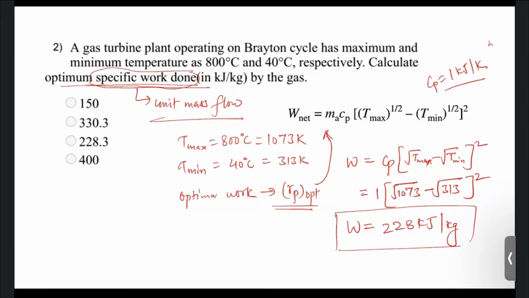So in the options we can check: 150 no, 330 no, 400 no, but 228.3 is the option. So it is the correct option. Okay, so this is the optimum specific work done by the Brayton cycle working between 800 degrees centigrade and 40 degrees centigrade temperatures. Okay, let's move to the next problem.